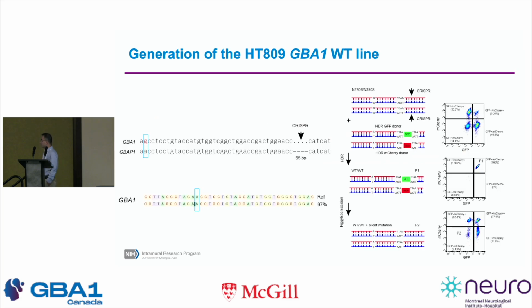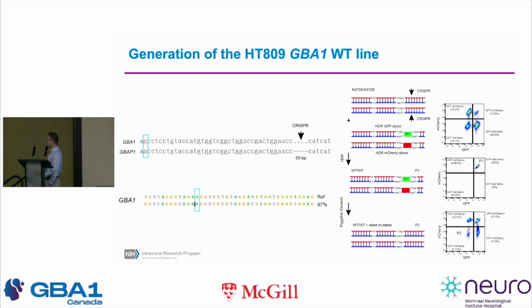In HT809, N370S is the result of an A to G mutation, and GBA1 and the pseudogene share identical sequences in this region, making it quite challenging to target one but not the other. 39 base pairs downstream of this point mutation, the pseudogene lacks a 55 base pair sequence. Therefore, we used this region to target GBA1 specifically. We also built HDR donor vectors with selection markers to help with the enrichment of edited iPSC clones.